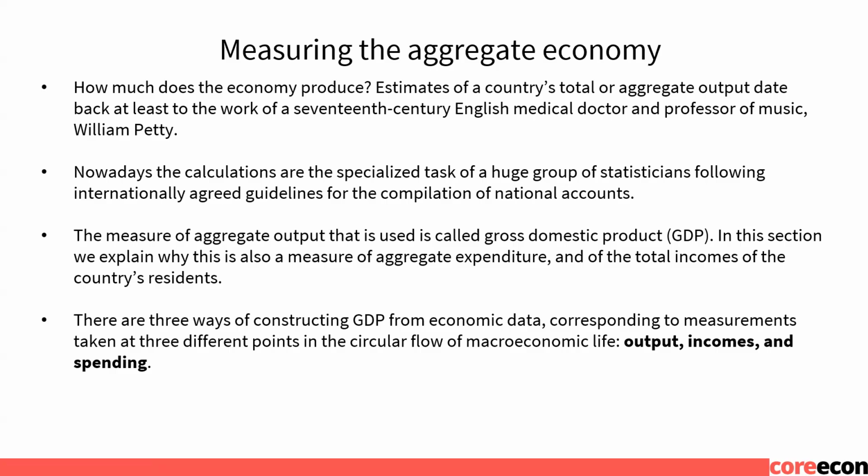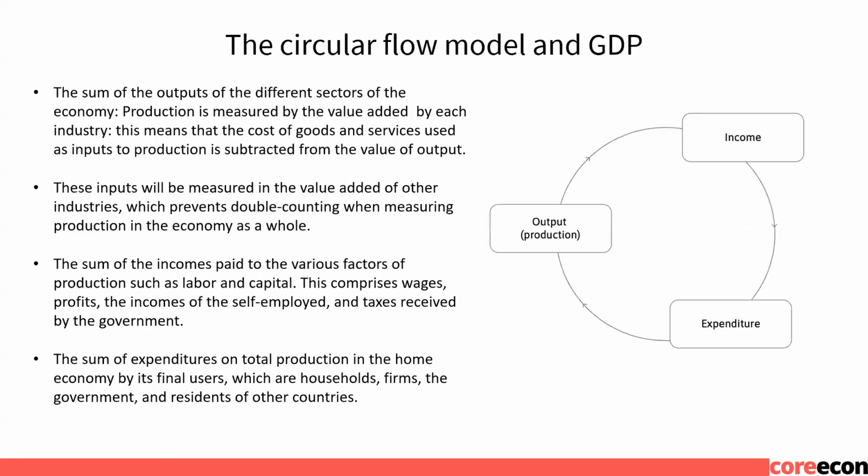In this section, we explain why this is also a measure of aggregate expenditure and of the total incomes of the country's residents. There are three ways of constructing GDP from economic data, corresponding to measurements taken at three different points in the circular flow of macroeconomic life: output, incomes, and spending. These are equivalent measures of the overall economic activity in an economy.